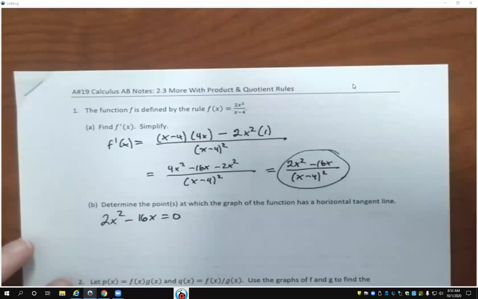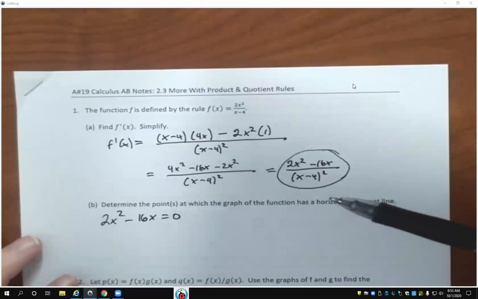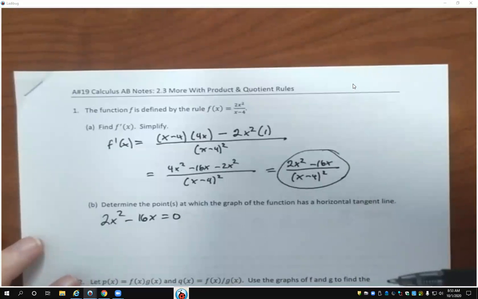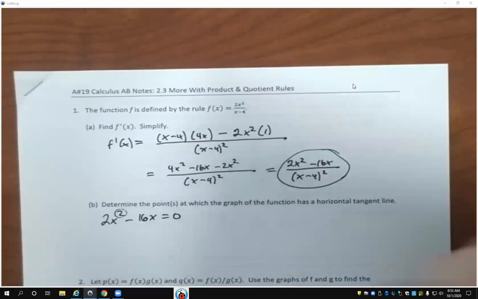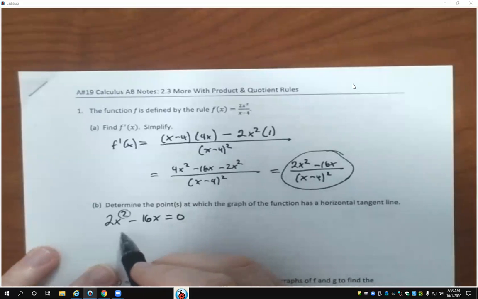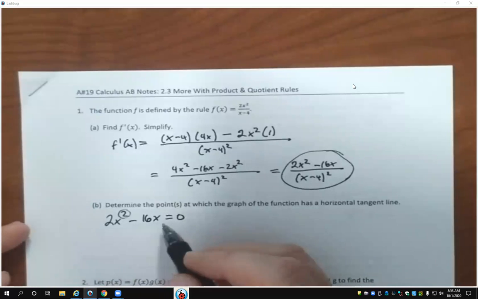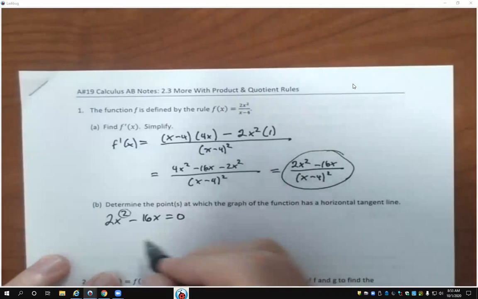How many points are we looking for now? You should know the answer to this from algebra. How many places is my slope going to be 0? 1? Nope. 2. Two, because it's a quadratic function, so we should have two places where the x-intercept is 0. We can solve this many different ways. There's the quadratic formula, there's completing the square, and there's factoring, which is obviously the most common and easiest way.